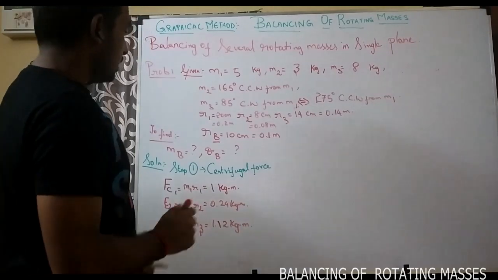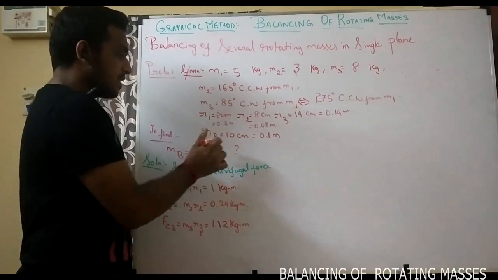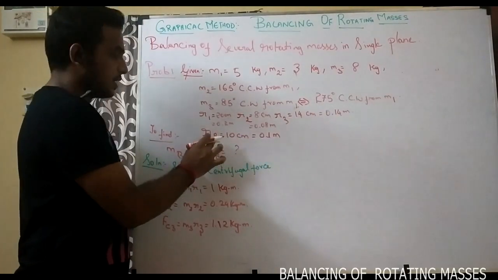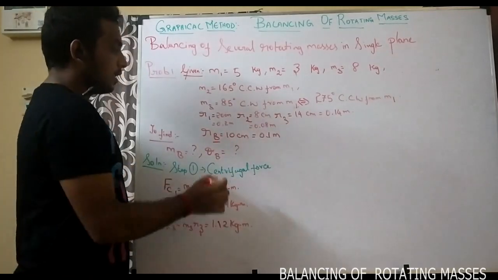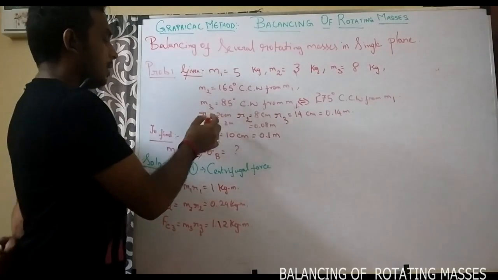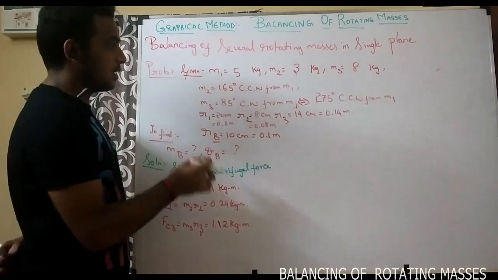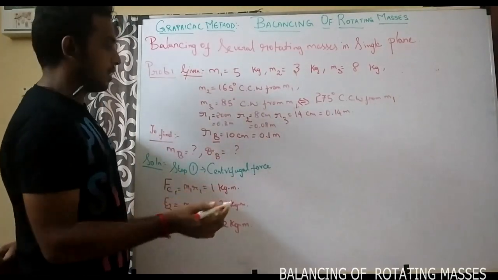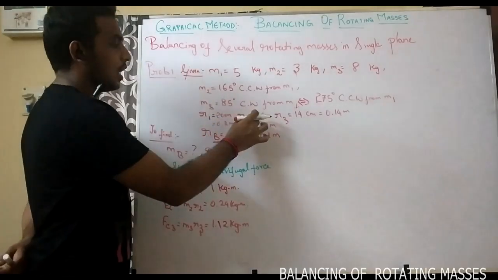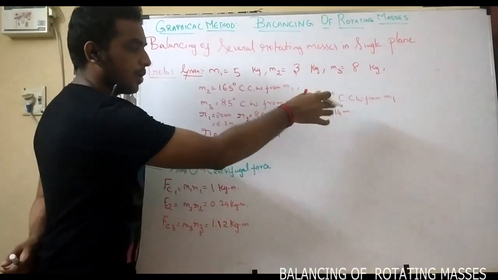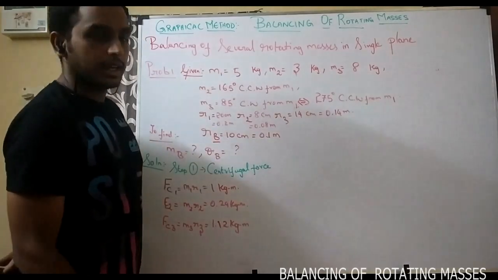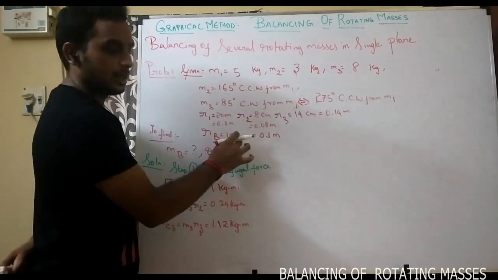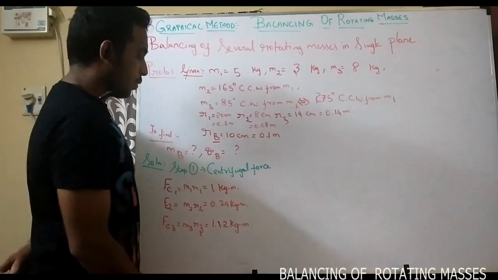Okay. Then they have said the balancing mass is at a radial distance of RB is equal to 10 centimeter, which is equal to 0.1 meter. They have also given the radial distances at which the several masses M1, M2, M3 are placed. That is R1 is equal to 20, R2 is 8 and R3 is 14 centimeter. I brought out everything in terms of meter. And the balancing mass is acting at a radial distance of RB is equal to 10 centimeter, which is equal to 0.1 meter.